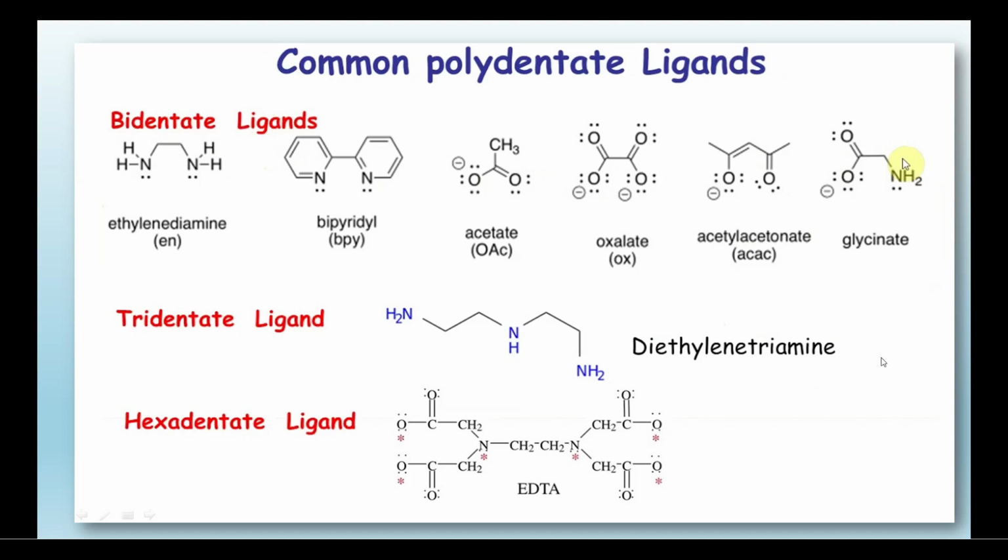Coming to the tridentate ligand, there is diethylene triamine, which has 3 donor atoms. Then hexadentate ligands, which have more than 2 or 3 donor atoms. Here EDTA, ethylene diamine tetraacetic acid, has N bound to the respective acetate, with more than 2 to 3 donor atoms. These are some of the examples of polydentate ligands.